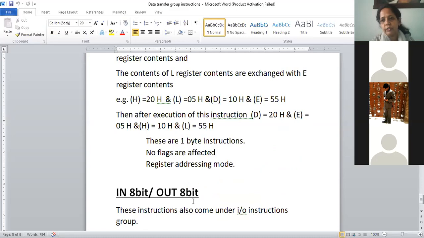IN and OUT instructions also come under the data transfer group of instructions, and they also come under the IO group of instructions. So at that time we will study these particular instructions. I have taken this topic quickly because we have already done it in detail in the earlier sessions. Then we had seen the arithmetic instructions.